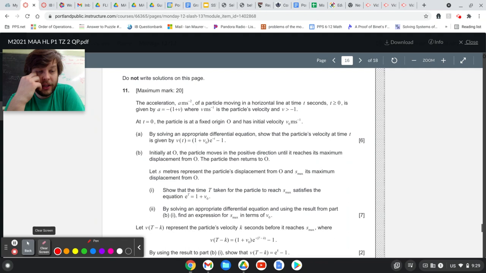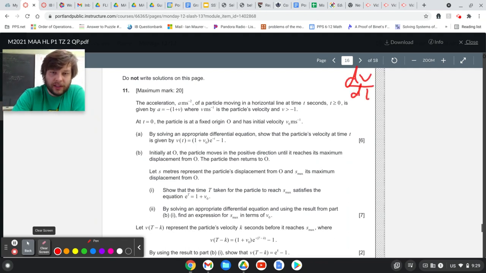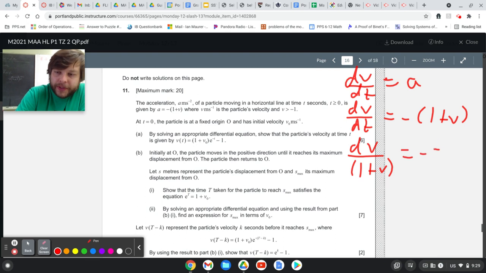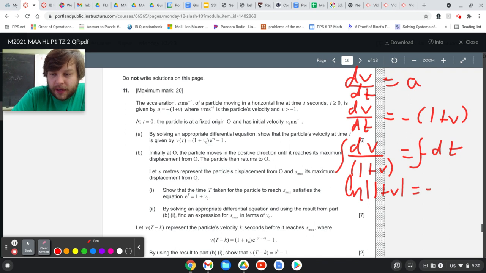So here we're given the acceleration, and I know that the derivative of velocity, so dv/dt, is equal to acceleration. And so I can set up a differential equation, dv/dt equals a, which is negative 1 plus v. This is a separable differential equation. Divide both sides by 1 plus v, multiply both sides by dt, and then integrate because you've separated your variables. The left side becomes natural log of the absolute value of 1 plus v. The right side becomes negative t plus c.